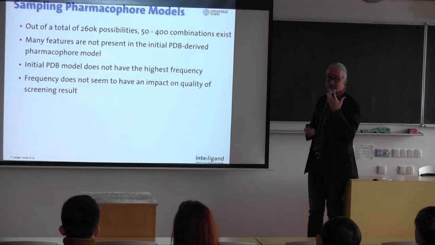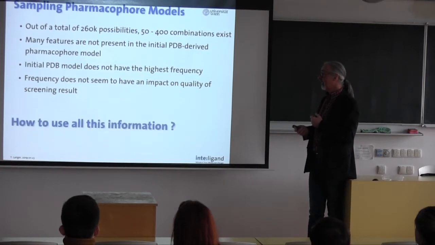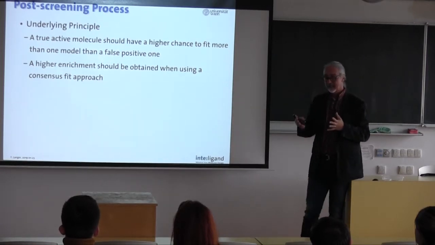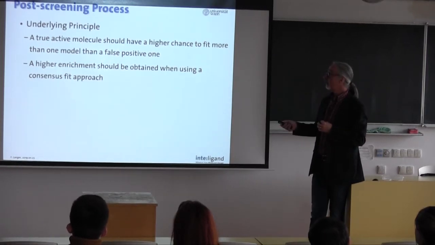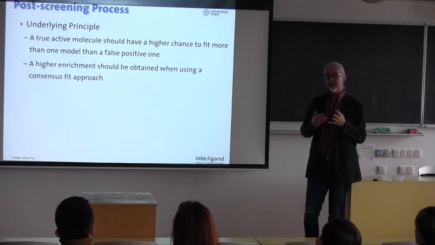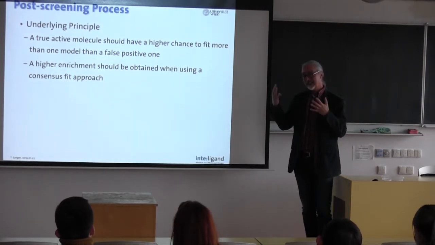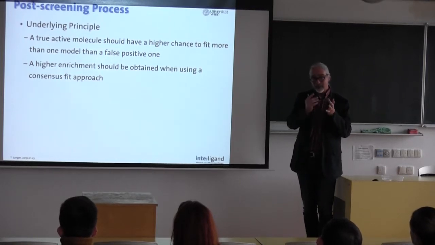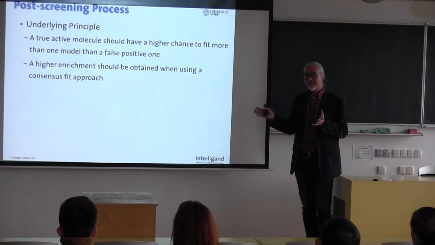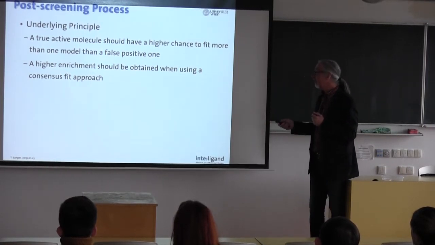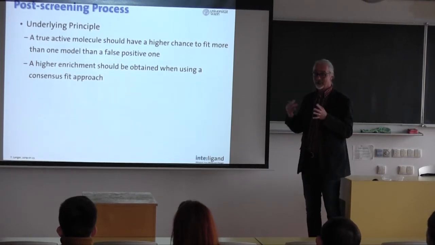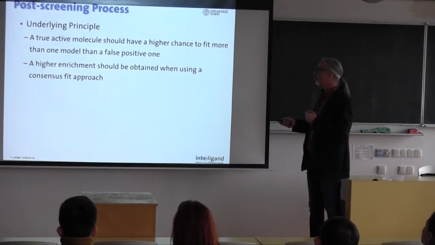So how to find really the best model in this case? How to use all this information? So then we came up with an idea to do this in a double step, actually, using a post-screening process, using the underlying principle that a true active molecule should have a higher chance to fit a number of pharmacophore models derived from these dynamics than an inactive one, who would maybe fit a certain number, but surely not all of them. And so what we do is, if we do a consensus fit, using all the representative pharmacophore models that occur with a certain frequency, we should be able to get a better enrichment.